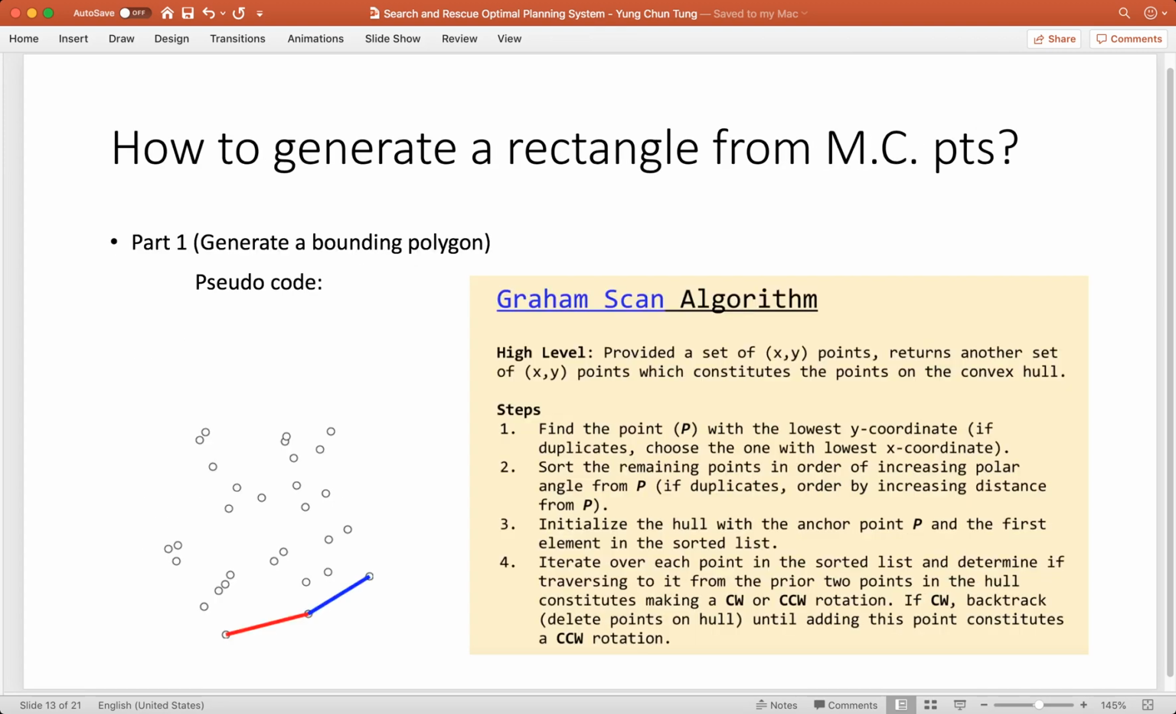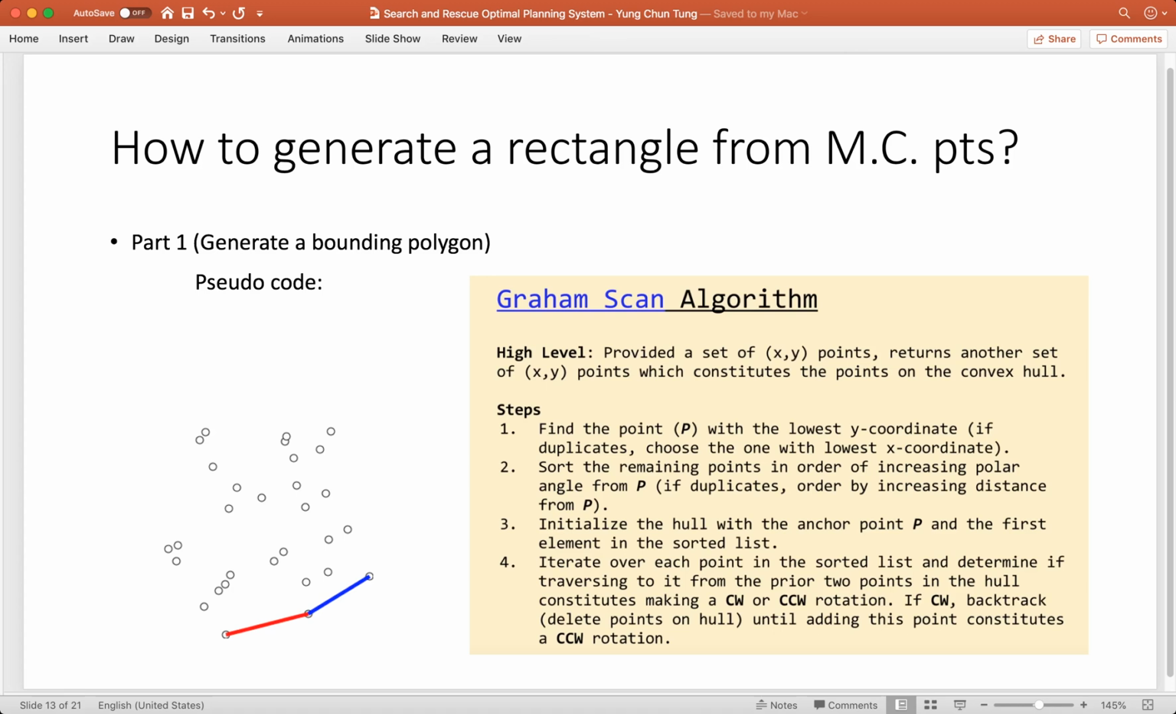So from the set of Monte Carlo points that we generated using the Lagrange particle tracking algorithm, how can we generate a rectangle from these Monte Carlo points? From this Graham algorithm, we can see, given these points, we need to generate a convex hull. So what is a convex hull?